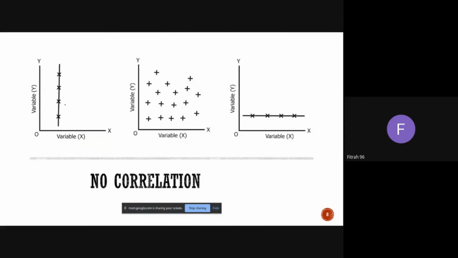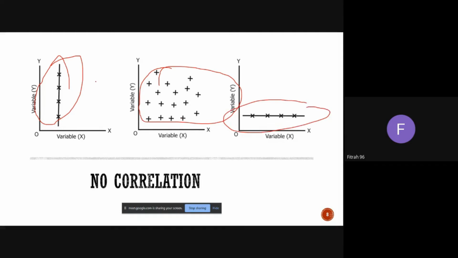When you do a scatter plot, you see it looks like this. Like this. Like this, like this. It means that there is no correlation.